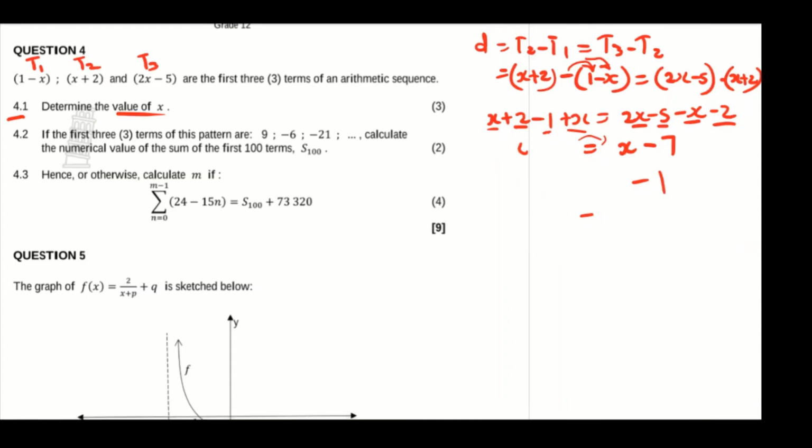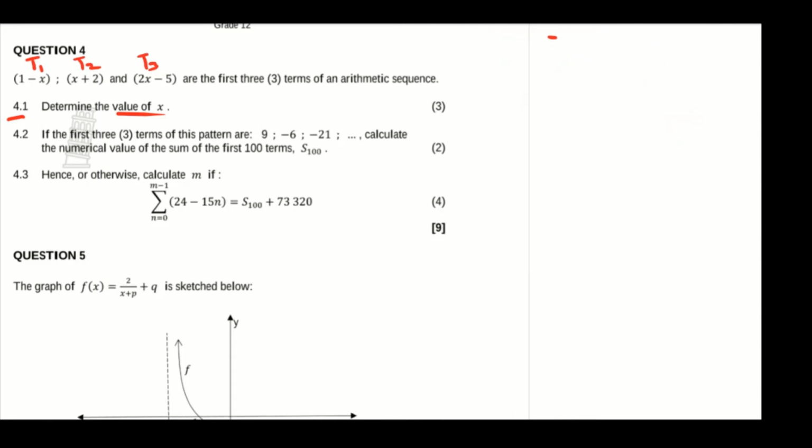Now let's do 4.2. In 4.2, we are told that if the first 3 terms of this pattern are these 3 terms, calculate the numerical value of the sum of the first 100 terms, right? So if we are having a sequence of 9, minus 6, minus 21, obviously it's an arithmetic sequence. So what would the sum be? What is the sum of this sequence? We are having n equal to 100, so those are the terms.